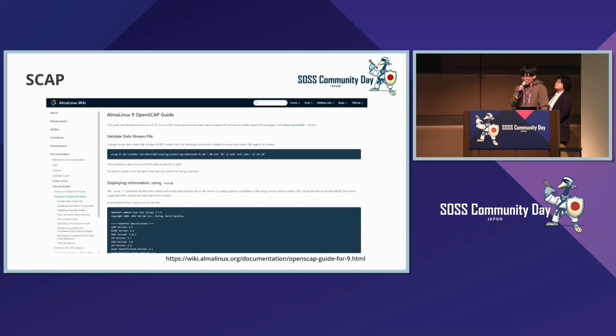SCAP is used in Red Hat Satellite. Red Hat Satellite is a security compliance management tool, and OVAL and XCCDF are also provided by Armaniacs, in which we at Cybertrust have joined since last year. Here's an example from the Armaniacs page, which includes our guide to security compliance management using SCAP.